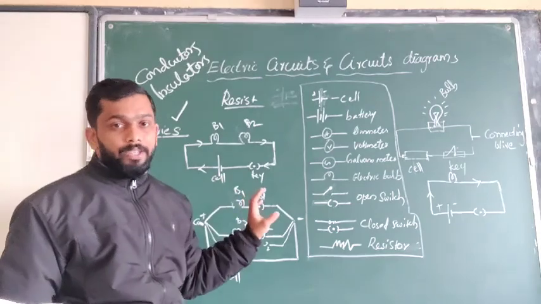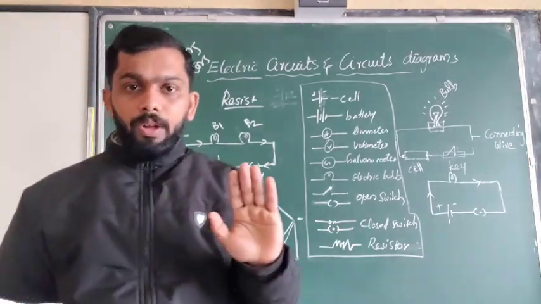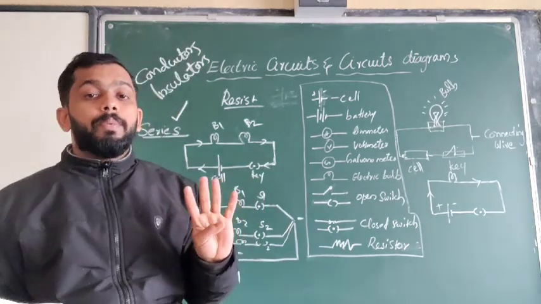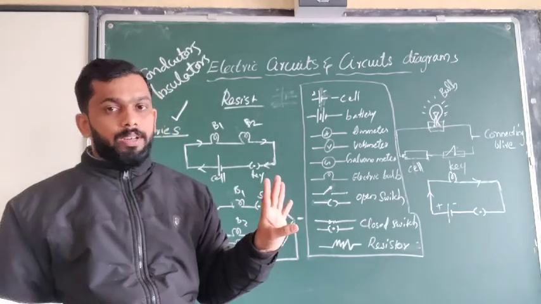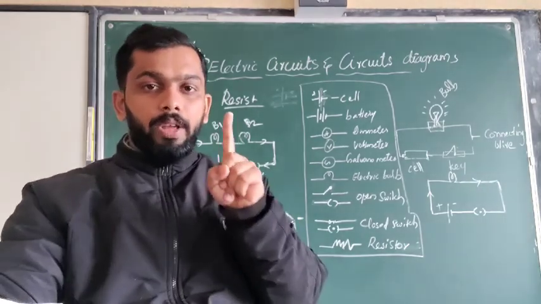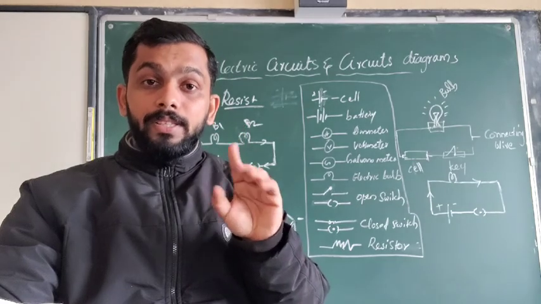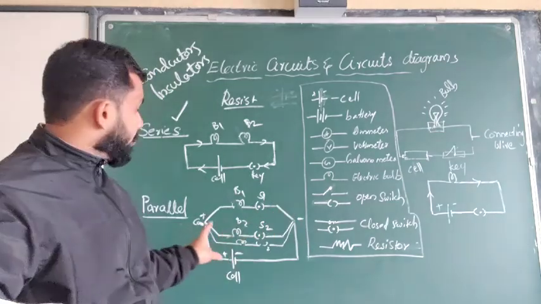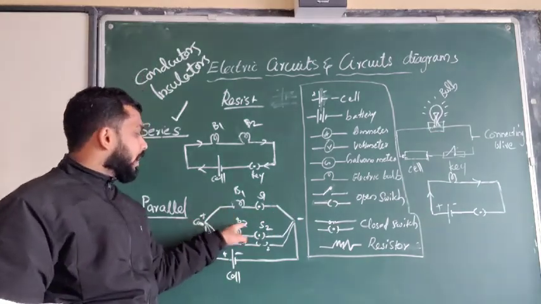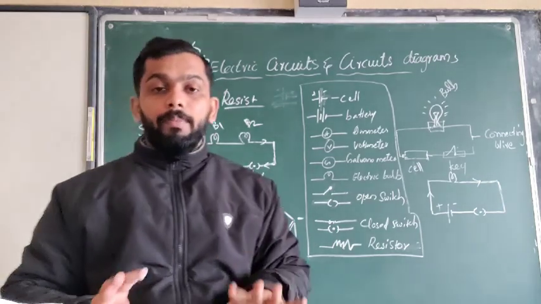Series means only one path for the current to flow, and all the components depend on each other. If one is not working, none is going to work, and only one common switch can be given. We are able to control all the devices only together, not separately. Whereas parallel connection means we give separate connections and switches for the separate components, so that what we require will be working.